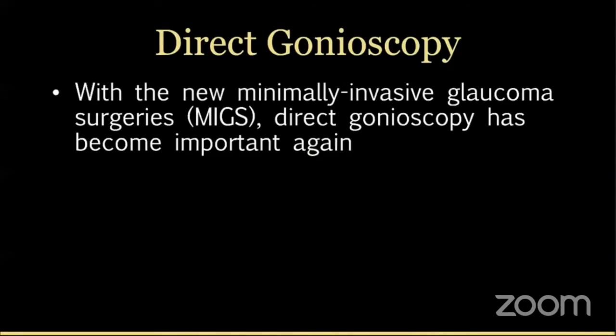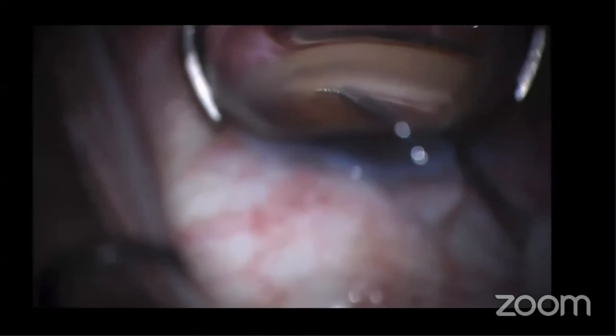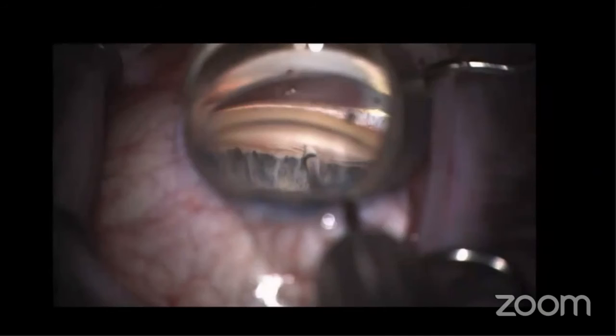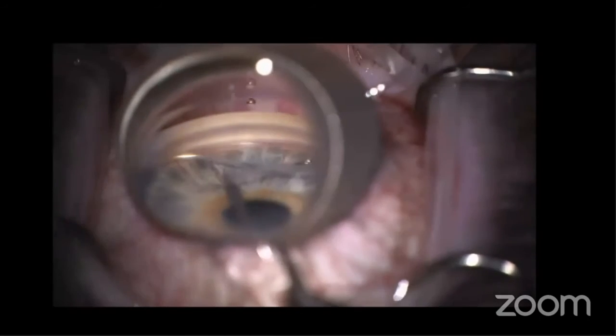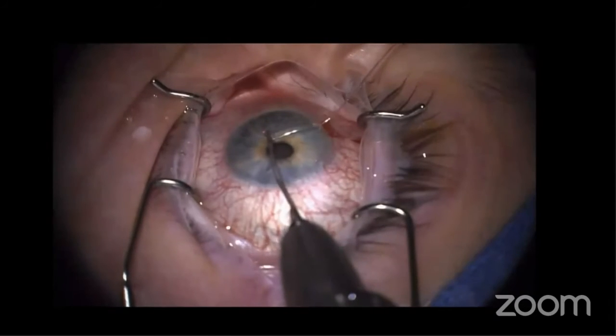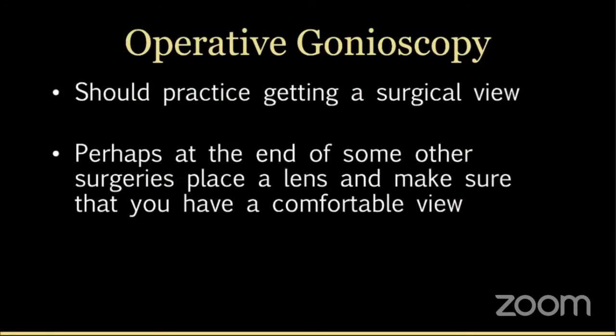With the advent of minimally invasive glaucoma surgeries, the MIGS, direct gonioscopy has become really important again as a tool for things like the iStent or GATT, gonioscopy-assisted transluminal trabeculotomy. So I think we're all now motivated to become good at direct gonioscopy. My tip for this is to practice getting a surgical view when you don't need it. Maybe at the end of a cataract surgery or other surgery, set the microscope and lens up and just take a look at the iridocorneal angle. Be good at getting a view of the angle.